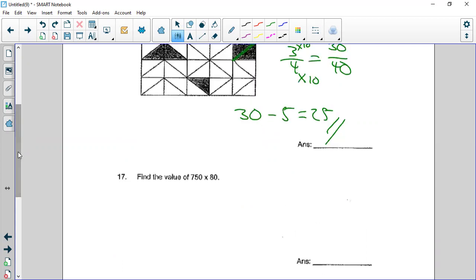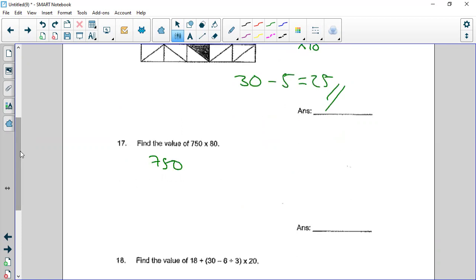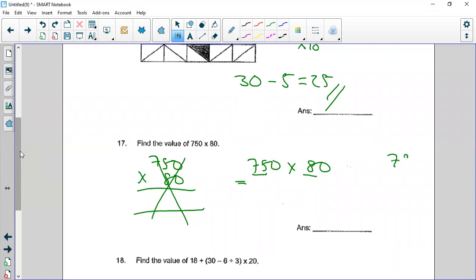Question 17. Anybody who does this, it is not very good. That is not your method. What should you be doing? You should use a shortcut. 750 times 80, you should cover the 0 and just do 75 times 8, which is faster because you're only multiplying by 1 digit. 5 times 8 is 40, 7 times 8 is 56, then plus 4, that will be 60. So put down 600. How many zeros do you see? You covered 2 zeros, so put back 2 zeros. So your answer is 60,000.